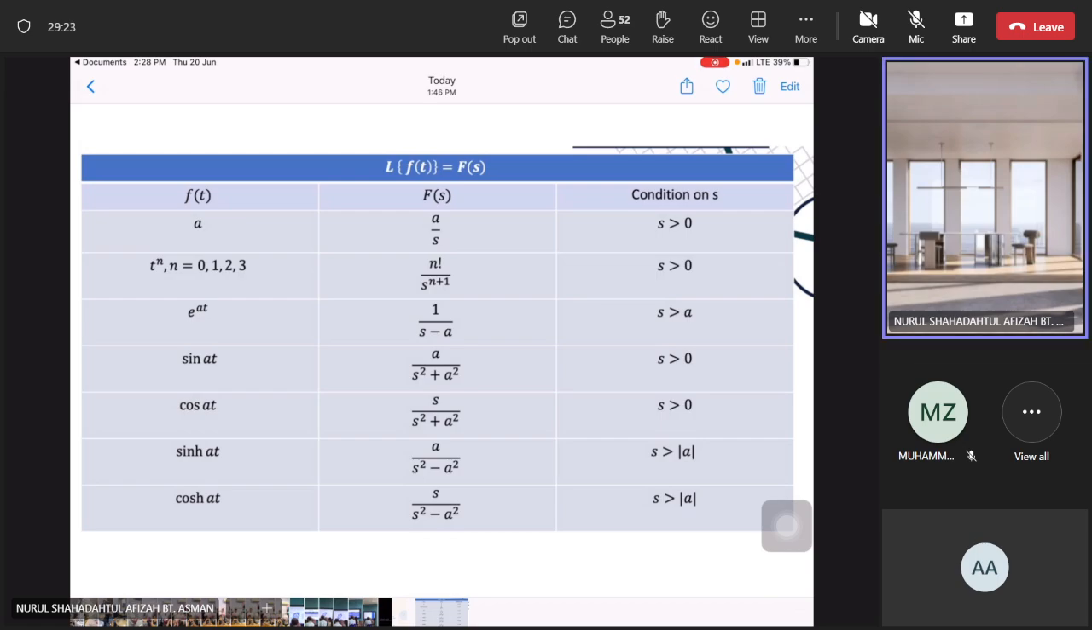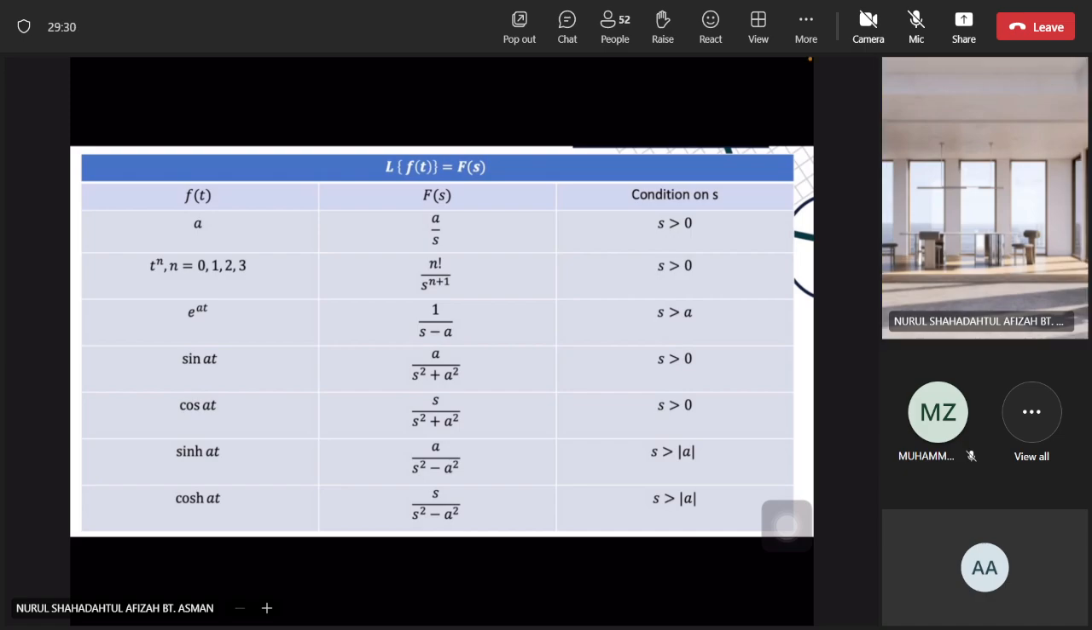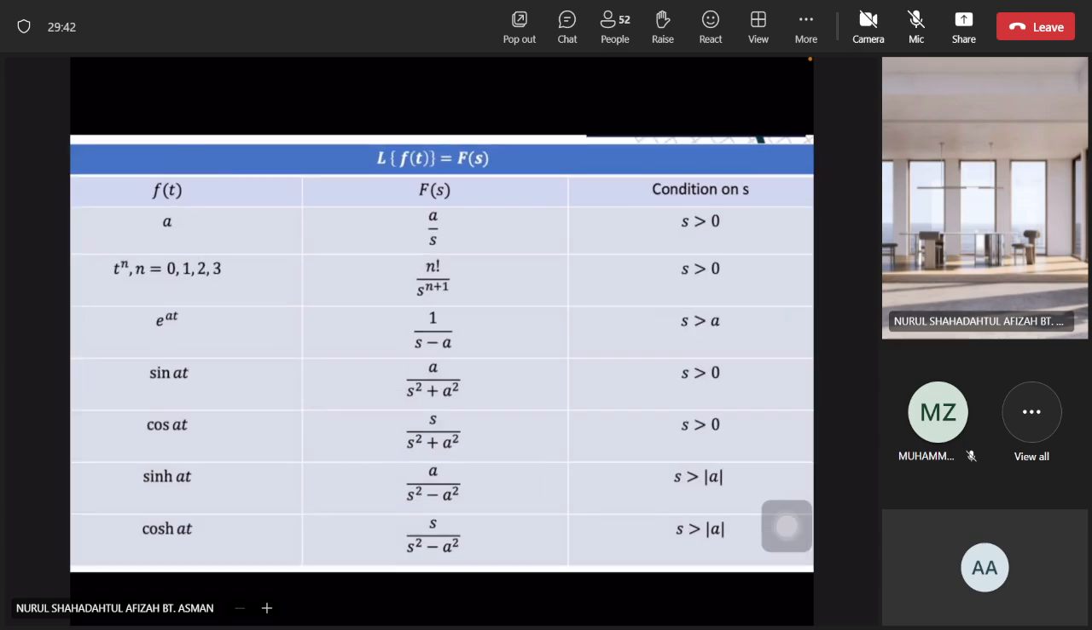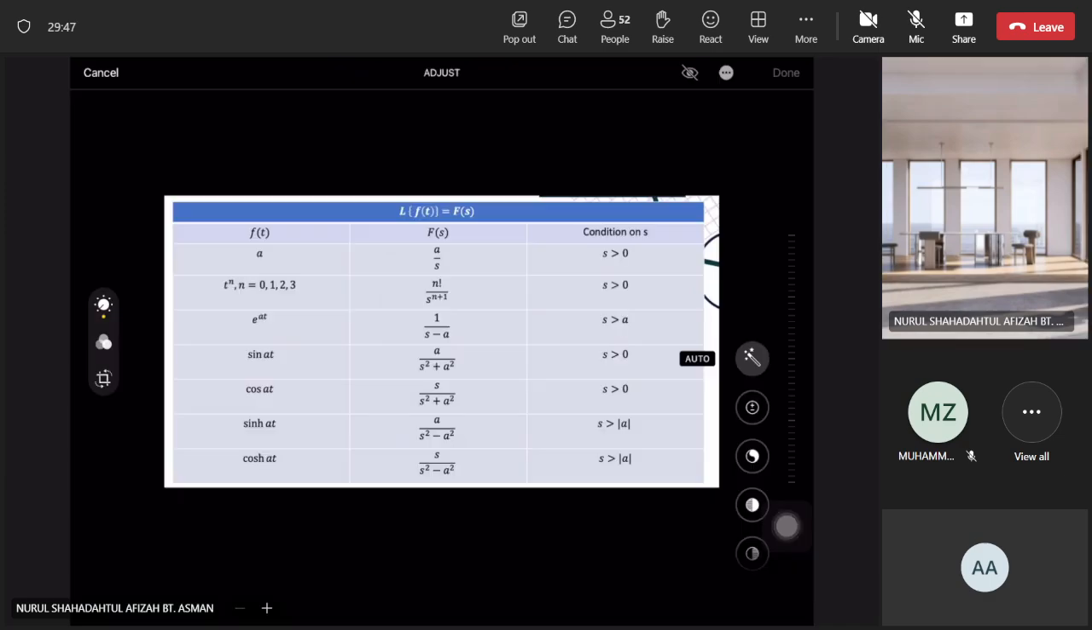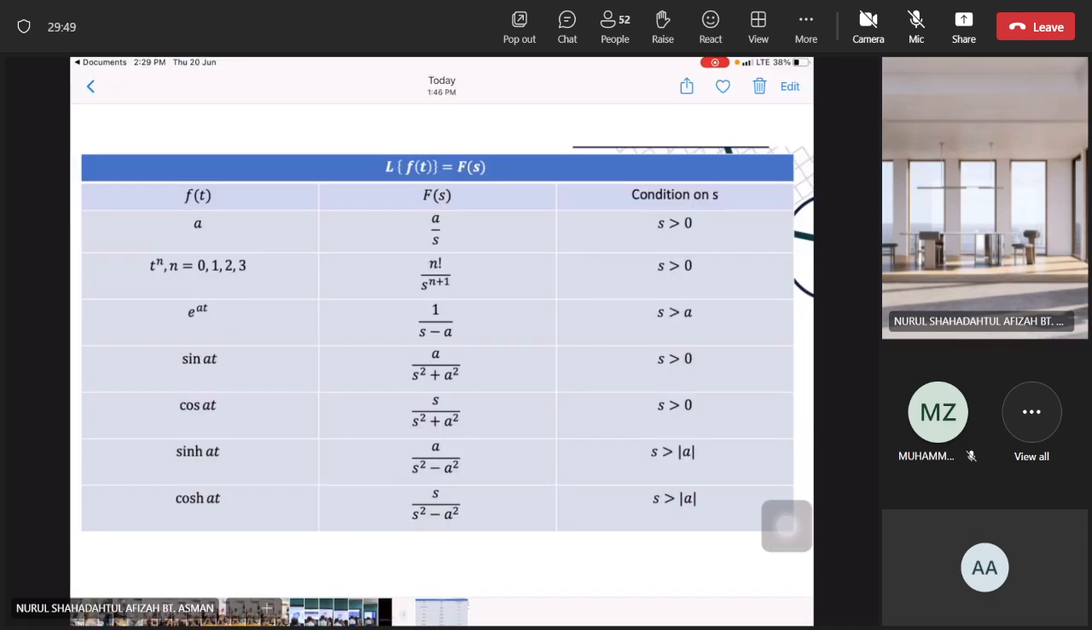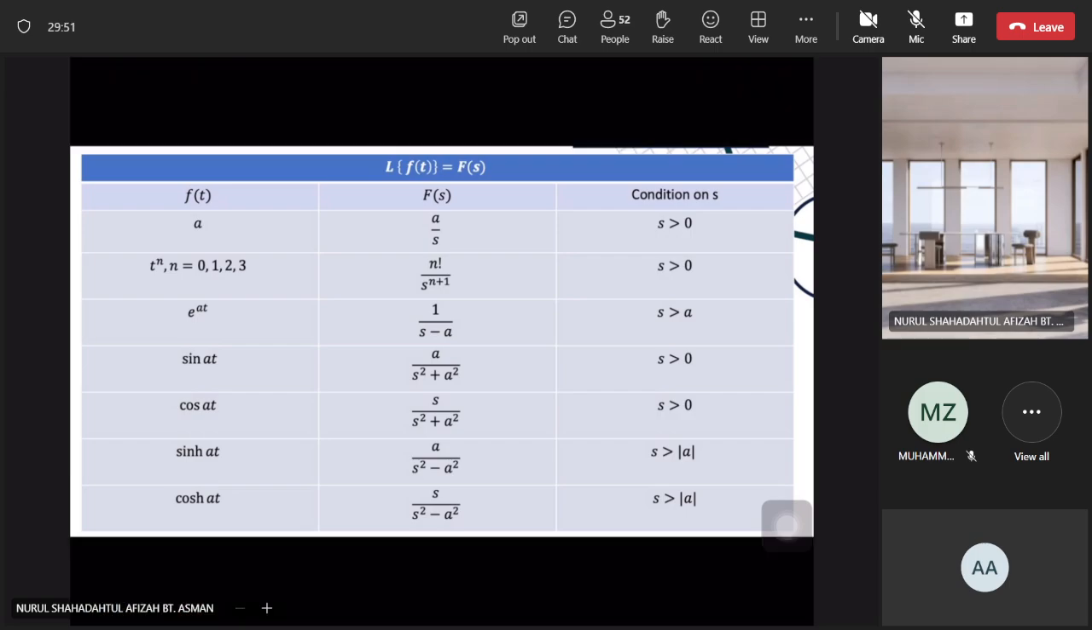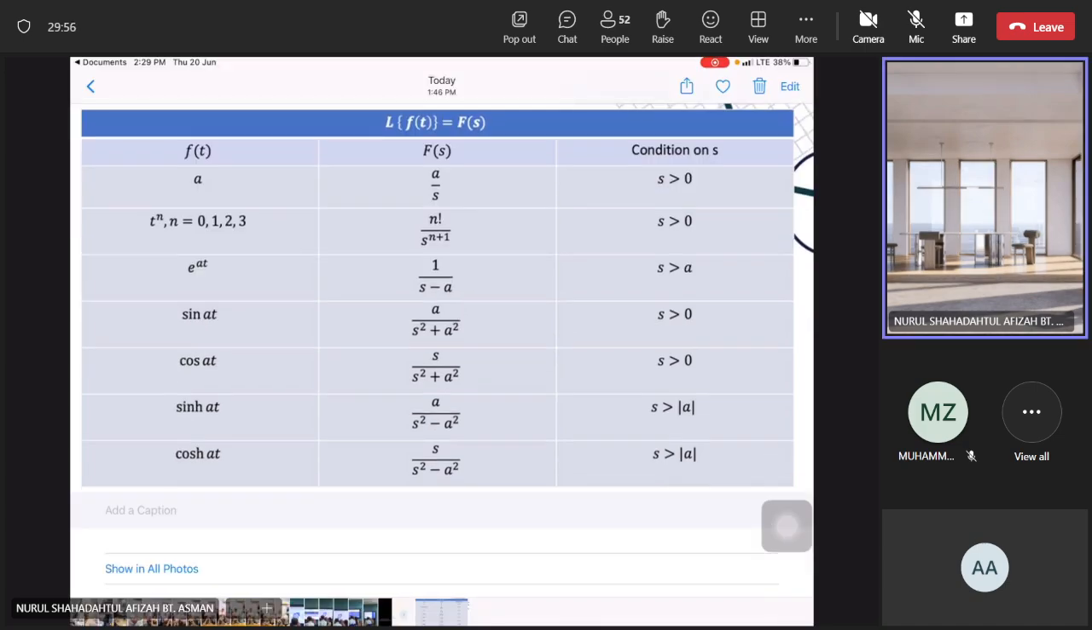Yeah. So by referring to this table, I think the second one, this table. You can see, cannot edit. Oh, yeah, okay, cannot. So you're referring to this table.